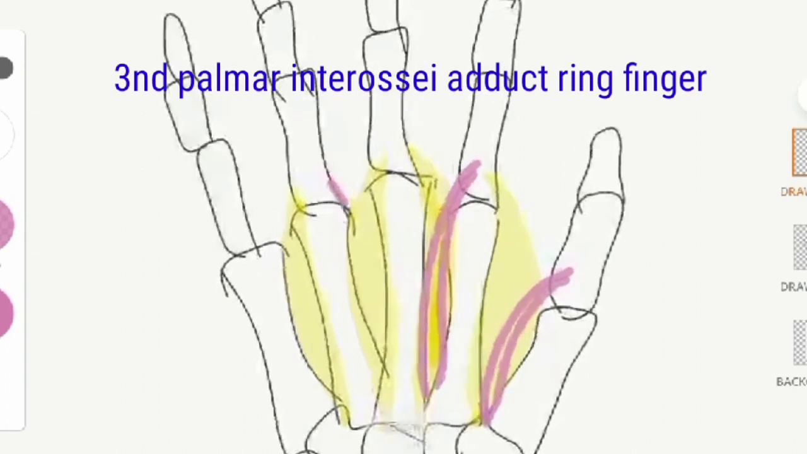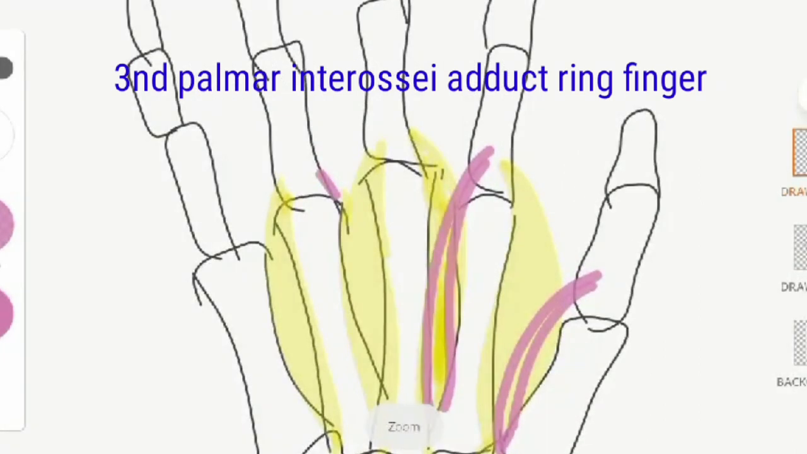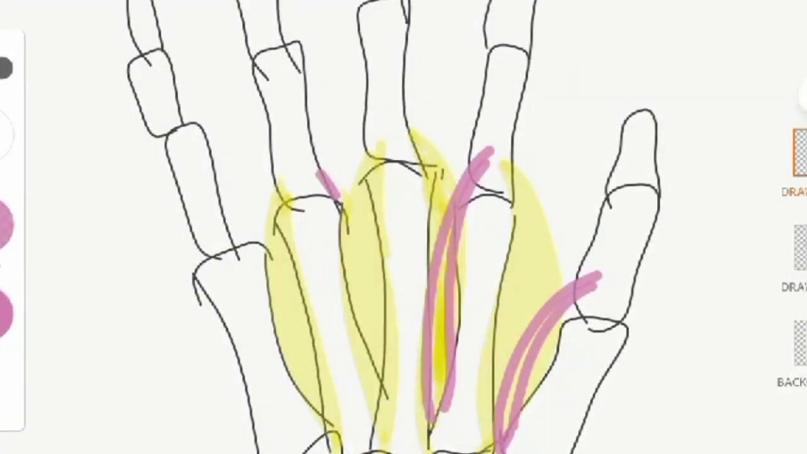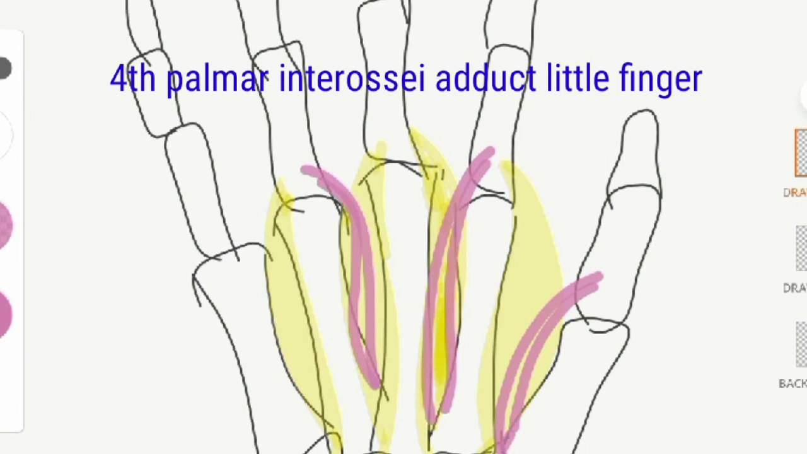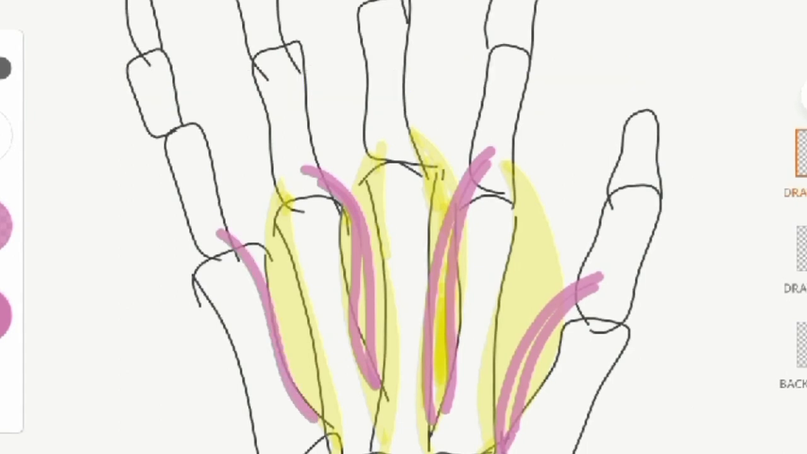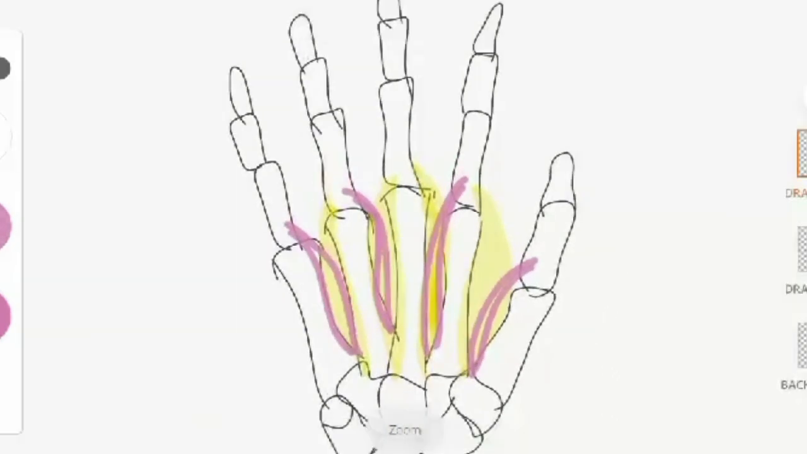The third palmar interossei arises from the radial side of the fourth metacarpal and is inserted into the base of the radial side of the proximal phalanx of the ring finger, at the base and partly into the dorsal digital expansion.